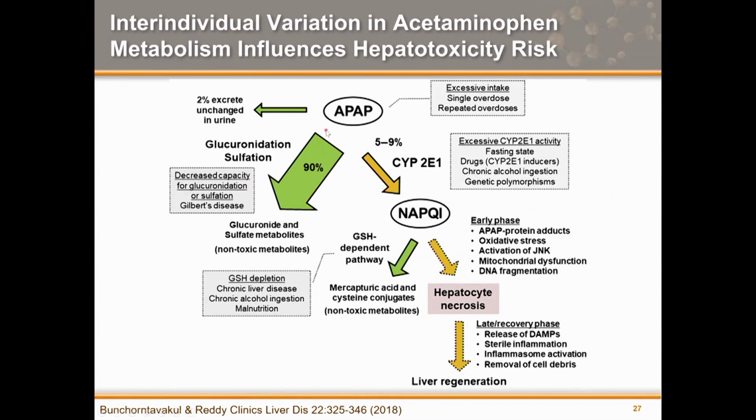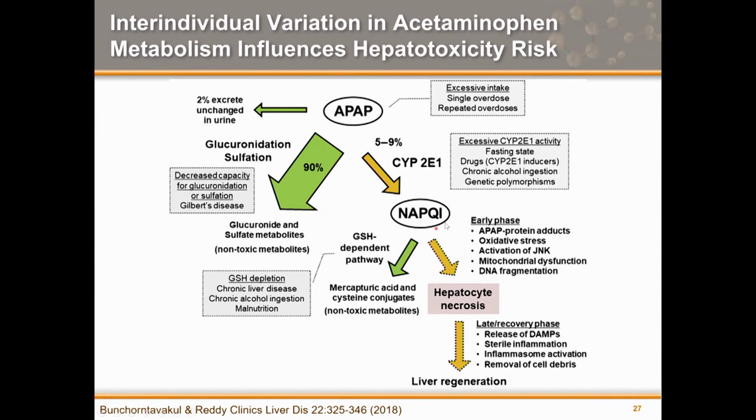Of course, when you have an overdose situation, you also will begin to saturate this pathway, again, causing more of the drug to go through this reactive pathway. You can also have particular conditions such as prolonged fasting, chronic alcohol ingestion, as well as some drugs that are known to induce cytochrome P450 2E1 that can lead to a larger percentage of acetaminophen metabolism occurring through this reactive NAPQI pathway.